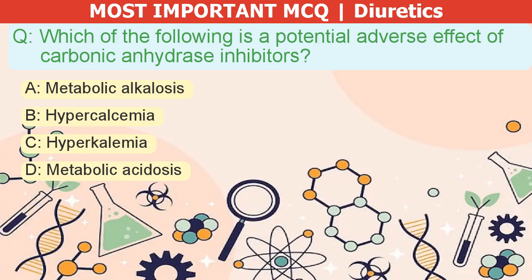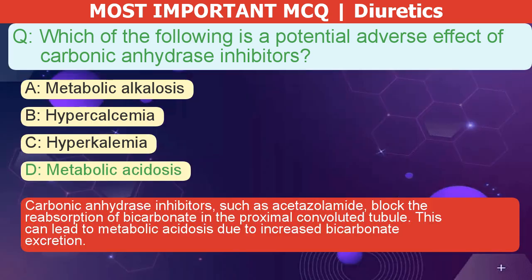Which of the following is a potential adverse effect of carbonic anhydrase inhibitors? A. Metabolic alkalosis. B. Hypercalcemia. C. Hyperkalemia. D. Metabolic acidosis. The correct answer is D. Carbonic anhydrase inhibitors, such as acetazolamide, block the reabsorption of bicarbonate in the proximal convoluted tubule. This can lead to metabolic acidosis due to increased bicarbonate excretion.